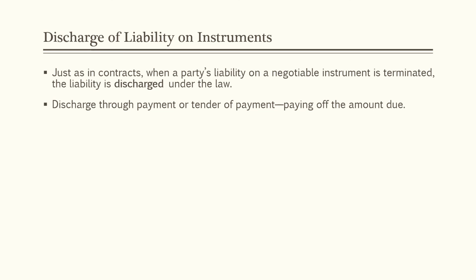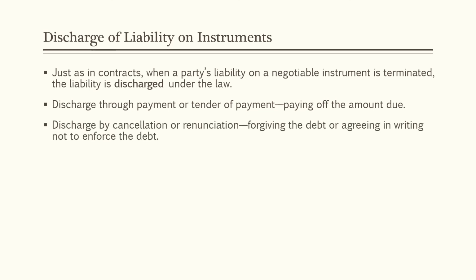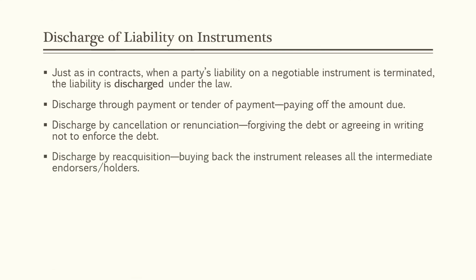Now, tender of full payment that the holder refuses to accept will also operate as a discharge to any endorsers. The debtor will still owe the amount due, but will not have to pay any interest due to the improper refusal to accept payment. Now, discharge by cancellation or renunciation. This is forgiving the debt or agreeing in writing not to enforce the debt. Then there's discharge by reacquisition. This is buying back the instrument, and it releases all the intermediate endorsers or holders.